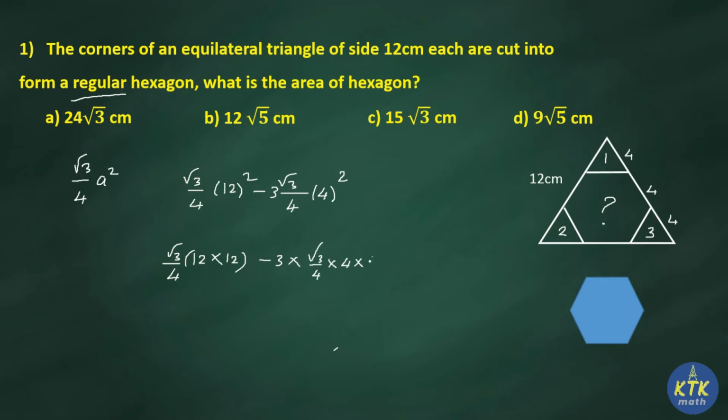Okay, so it's very simple. Cancel the numbers. 3 times. So in the first expression 3 12s are 36, so 36 root 3 minus, here one 4 can get cancelled, remaining 3 4s are 12, 12 root 3. So our answer is 36 root 3 minus 12 root 3, which is 24 root 3. So the answer for the first question is 24 root 3.